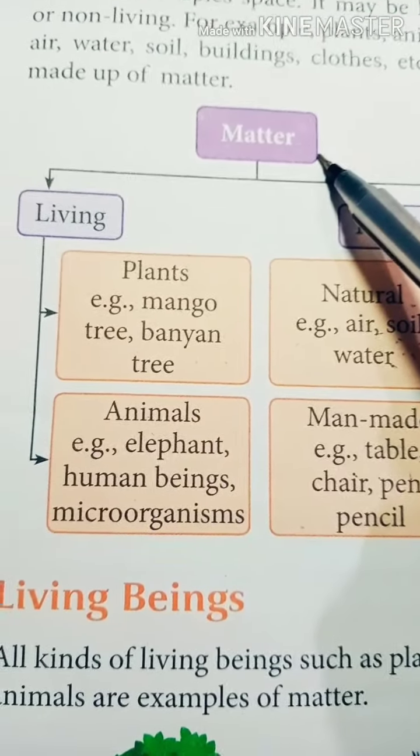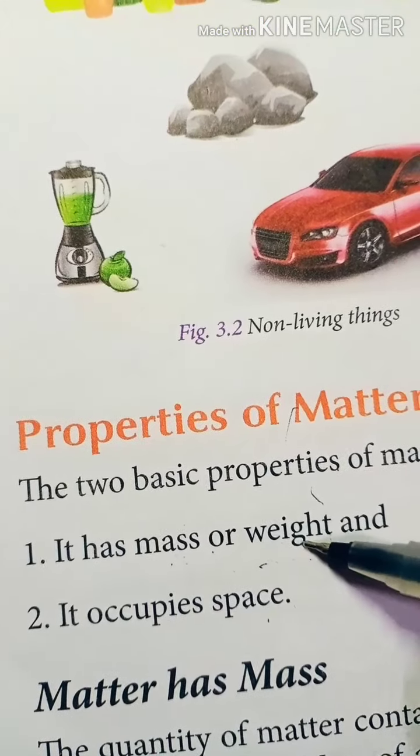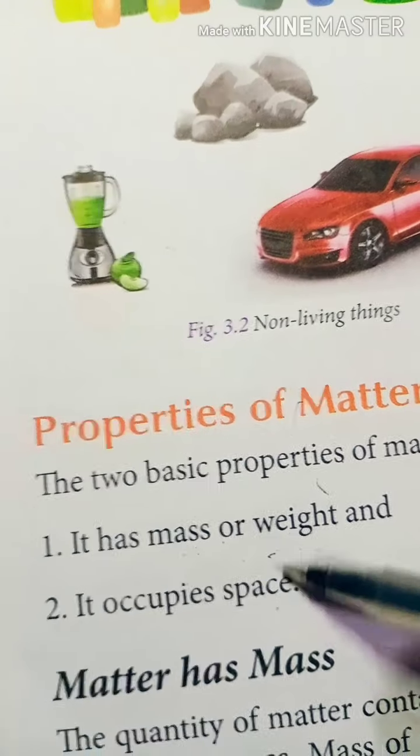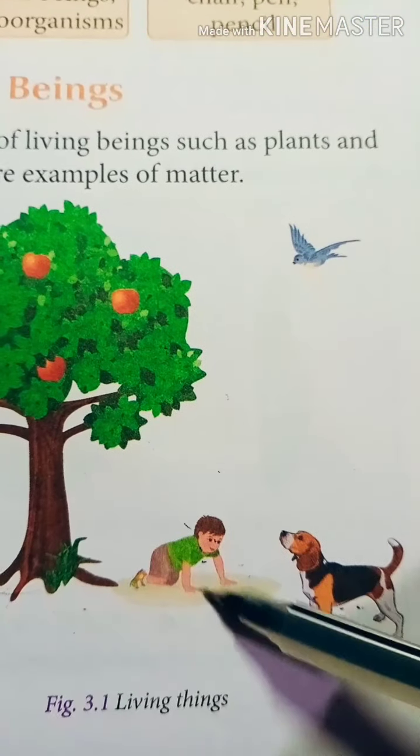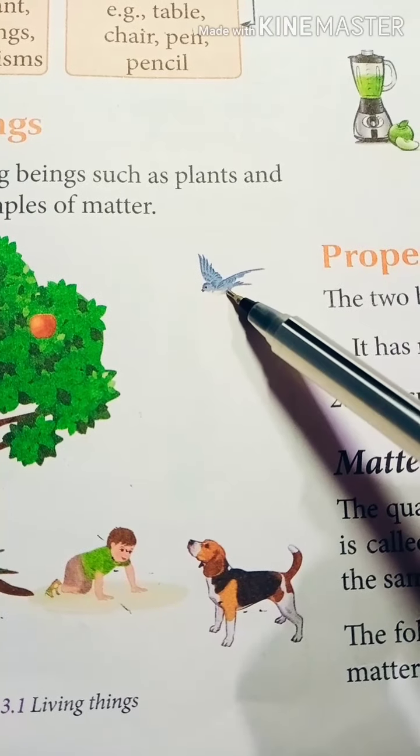Living things are matter because they all follow these two properties. They have mass and weight and occupy space. See, here it needs a space, here also it needs space, to sit or to remain it also needs space.